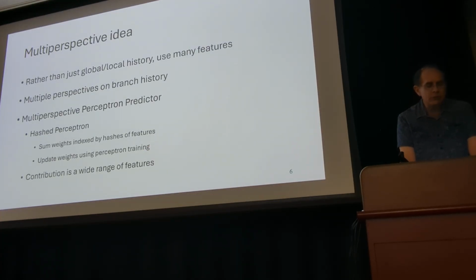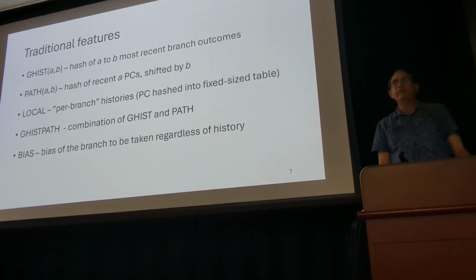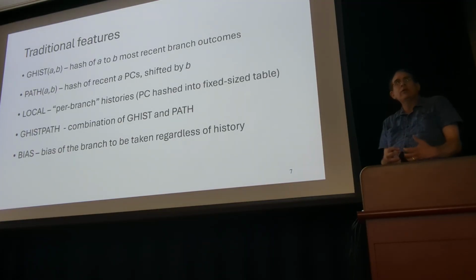The multi-perspective idea is, rather than just use global and local history, use many features, or sort of multiple perspectives on branch history. It's a hashed perceptron, like most perceptron predictors these days. It sums weights indexed by hashes of features and updates those weights using perceptron learning. And the contribution of the MPP idea is a wide range of features. There are traditional features like global history, path history, local history, combinations of them, and the bias. If a branch has a bias, that's also an important component that tells you what the branch is going to do outside of any correlation with any other feature.